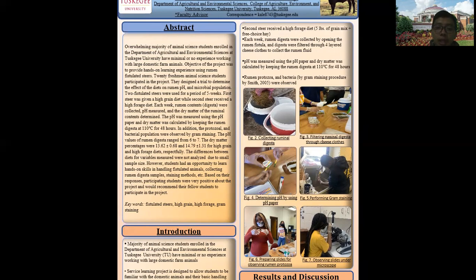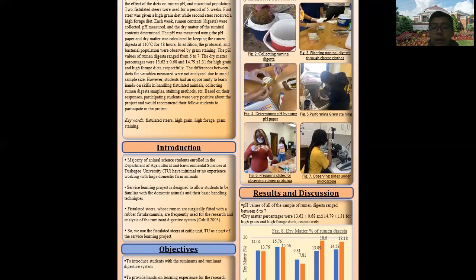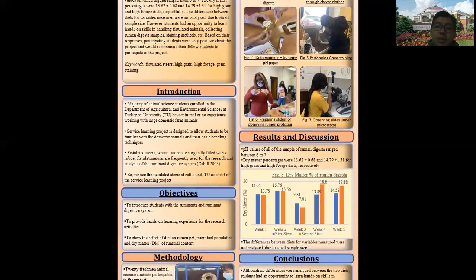Here are some of the pictures I have captured while students were doing some different activities during the project.